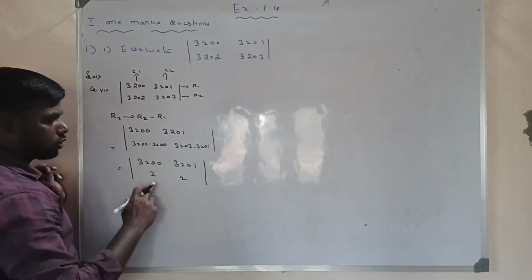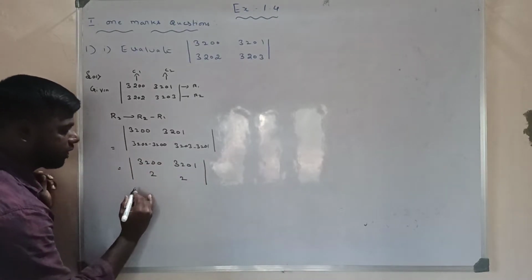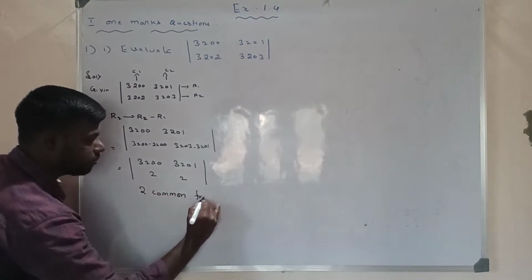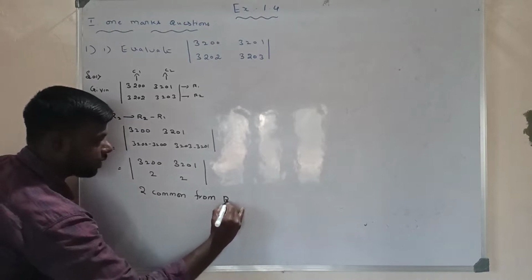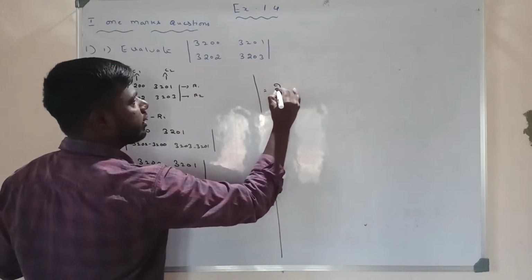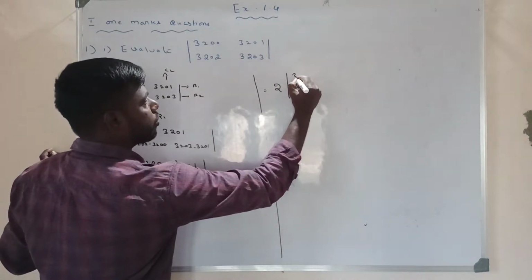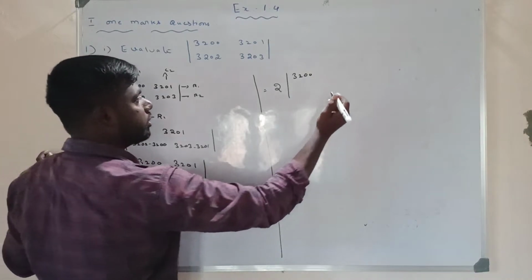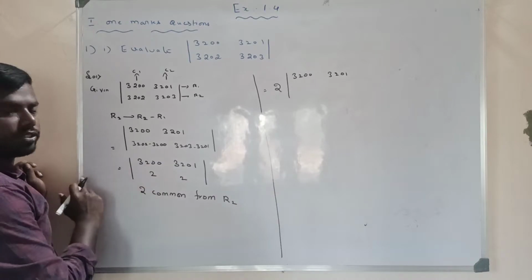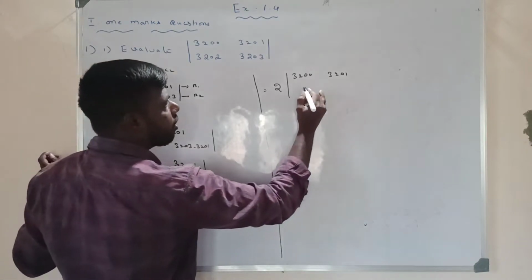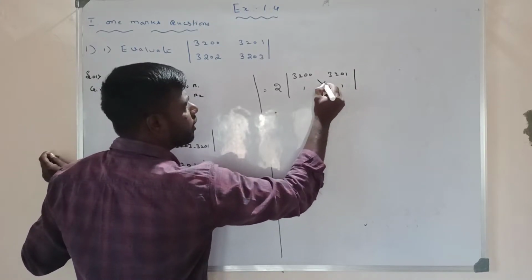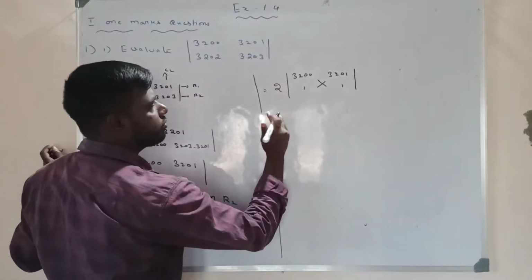Now 2 is common in the second row. That's why we take 2 outside the determinant. So the first row is 3200, 3201. Now 2 is taken common from outside. What is left of the elements here? Only 1. So now we should apply the cross multiplication method.